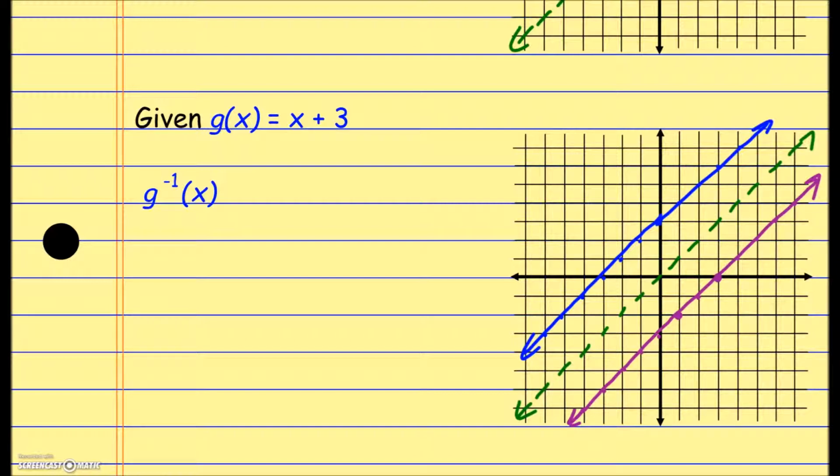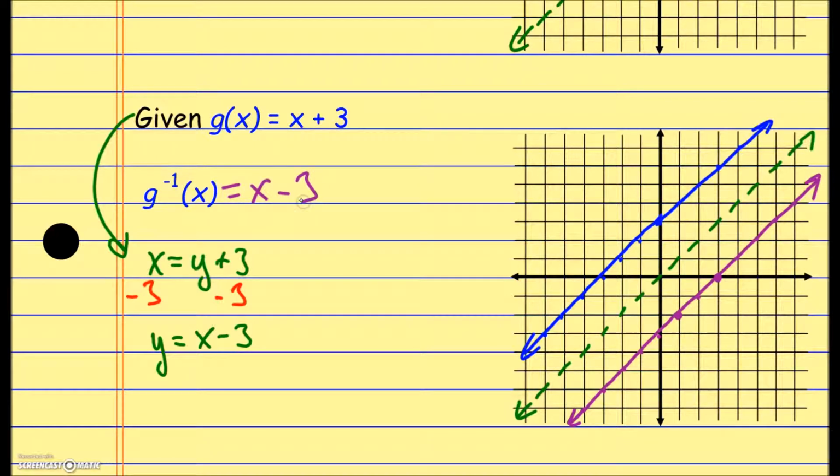And of course, in this one, I could have found that algebraically. If I switch the x and the y, I rewrite this as x equals y plus 3. Now solve this for x by subtracting the 3 from each side. I'm going to find out that the inverse is y equals x minus 3. So the inverse here, let me write it in purple since I have it graphed in purple, is x minus 3. And that graph in purple has a y-intercept of negative 3 and a slope of 1. And notice it's reflected over the line y equals x.